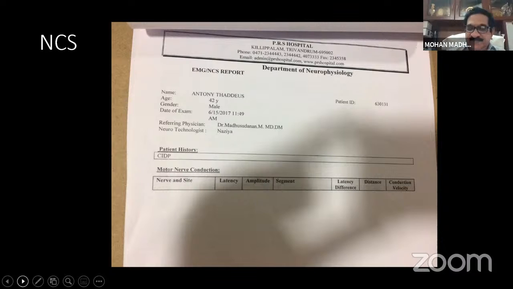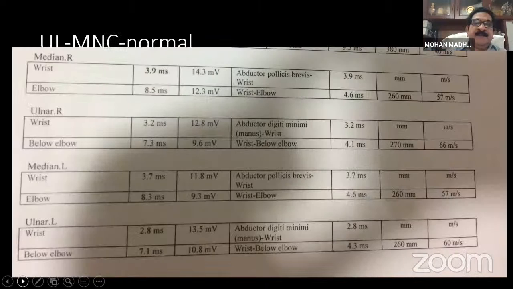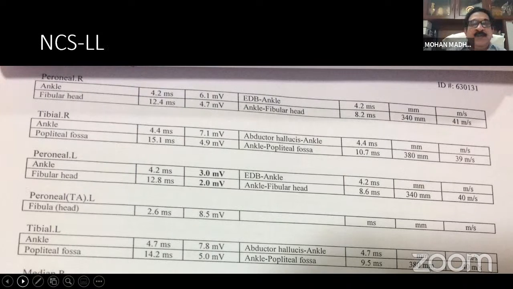Okay, now let us see the investigations. So this is the NCV. The upper limbs are normal. This is motor conduction. In the lower limb, the only abnormality found was a decreased CMAP amplitude in the left component. The other muscles which are affected did not have a decreased CMAP.